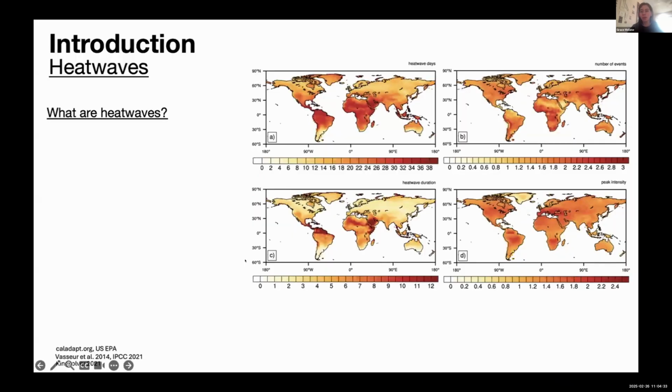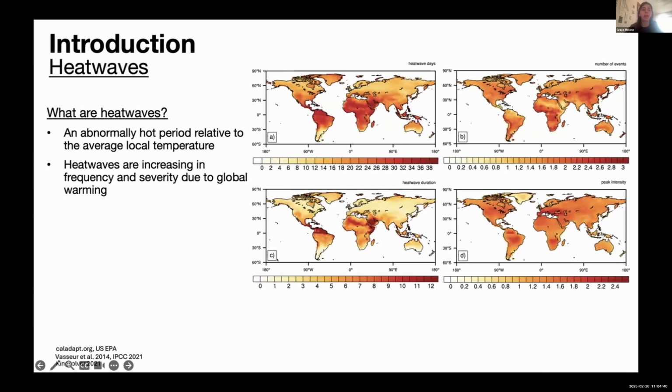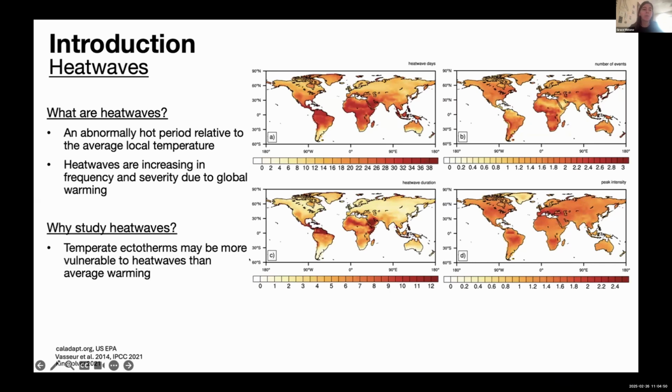So first we'll talk about heat waves, why we're interested in them and what they are. Heat waves are abnormally hot periods relative to the average local temperature, and heat waves are increasing in frequency and severity due to global warming. I probably don't really need to tell you that. We've all been experiencing this over the past 10 years or so. But why we study heat waves is because temperate ectotherms, like insects and like bumblebees, which I'll be talking about, may be more vulnerable to heat waves than average warming. So the plus 1.5 degrees Celsius is not as dangerous as heat waves can be.